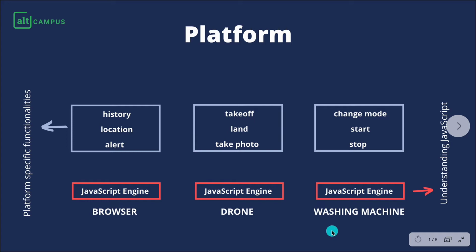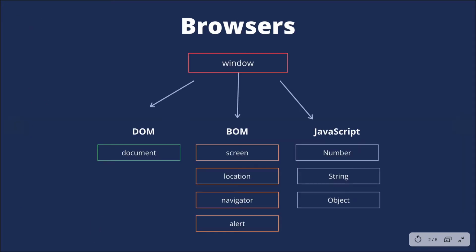So to run JavaScript on any platform, we will need two things: a JavaScript engine and platform specific functionalities. We'll go ahead and try to understand browsers a bit more. When we are writing JavaScript, what are the other things that we can use along with JavaScript to create something for browsers? Every browser is made up of three things: DOM, BOM, and JavaScript.